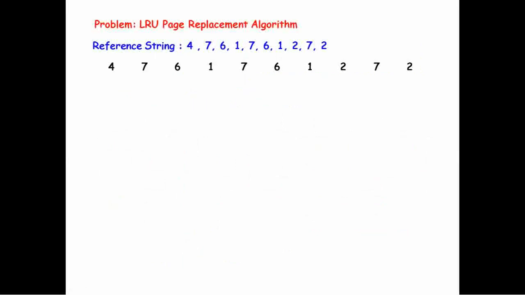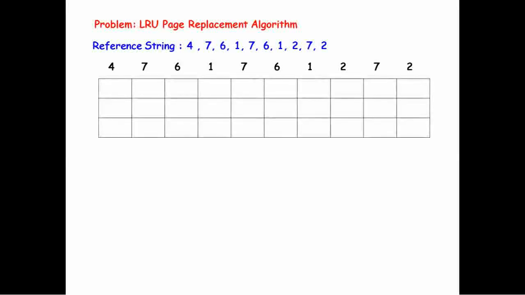This is the given reference string. 3 page frames are taken. The 3 page frames are initially empty. 4 is referenced. 4 is not available. A page fault will occur here. Now 4 will be brought into the first empty frame. Likewise, 7 will be brought here. A page fault occurs here also.